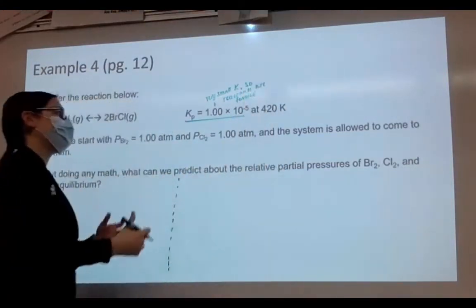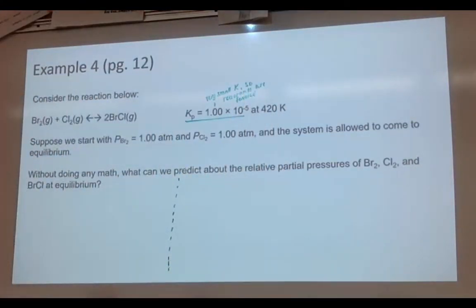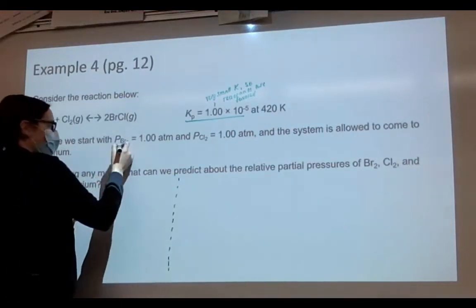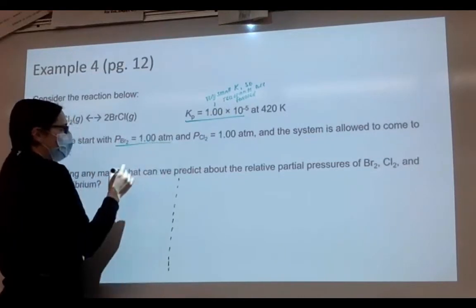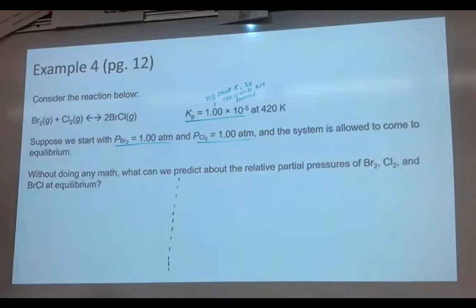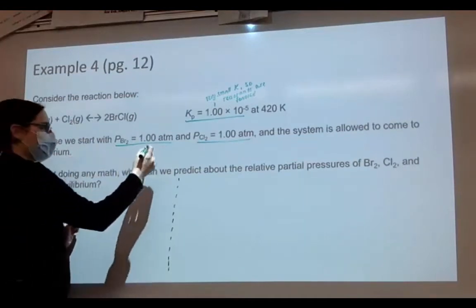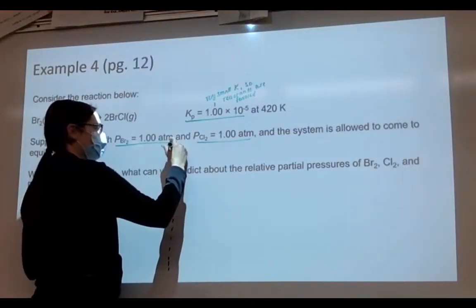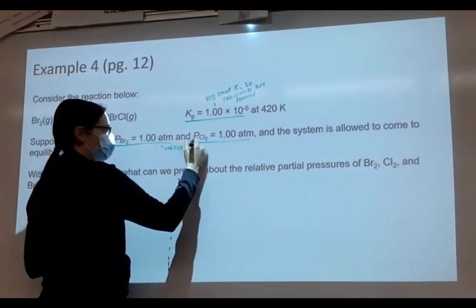So I like writing information about equilibrium constants if we're given them, because it might help us with the question. So Kp is 1 times 10 to the negative 5th. It says suppose we start with the pressure of Br2 being 1 atmosphere, the pressure of Cl2 being 1 atmosphere, and the system is allowed to come to equilibrium. So it said that we're starting with these amounts. So I'm just going to label these initial, just in case I need them.